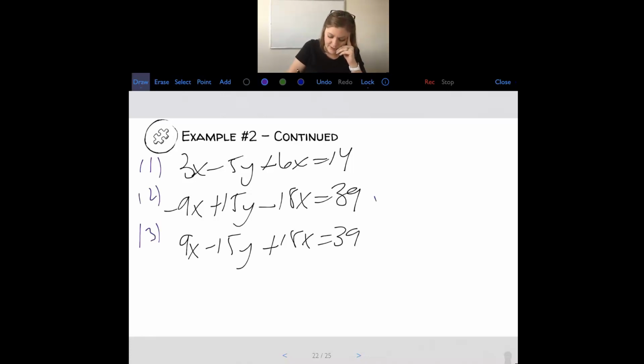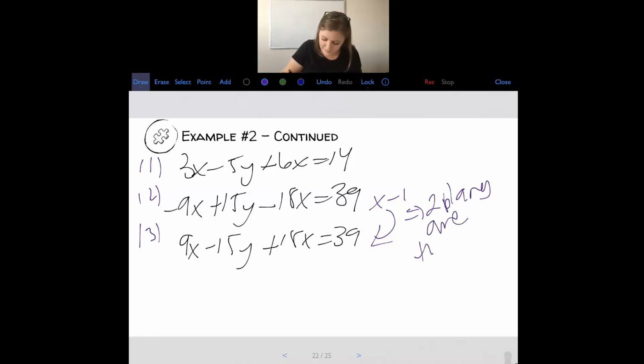Equation 2 times -1 on everything, so -9x, 15y, -18z, -39, times -1 gives us equation 3. So this means that these two planes are the same. Okay, so that's why we got all zeros on that bottom row. So equation 2 and equation 3 are the equation of the same plane. So they would just look like one sheet of paper.